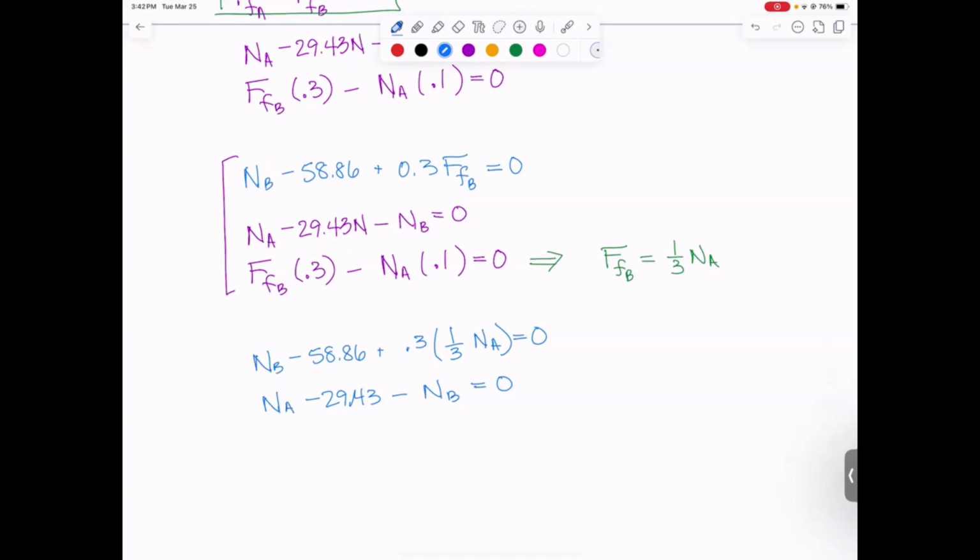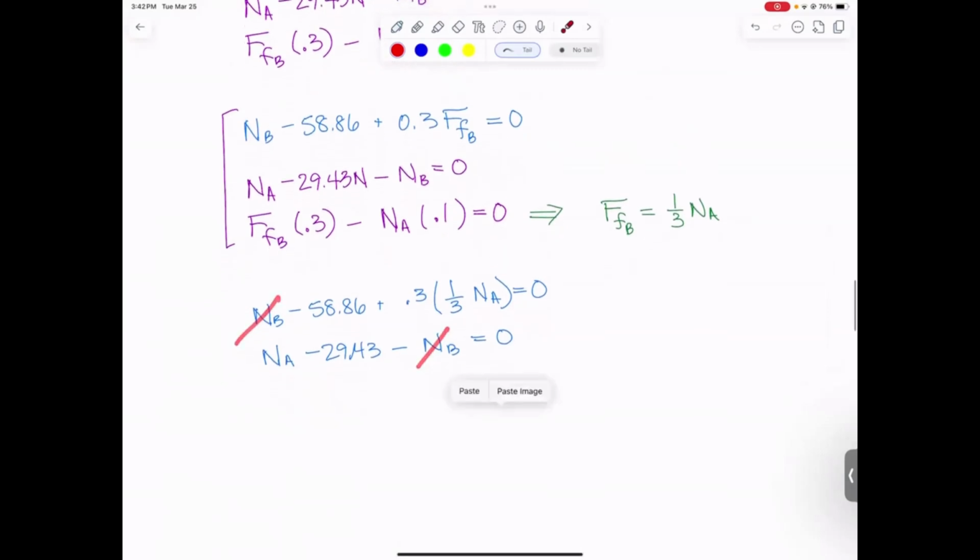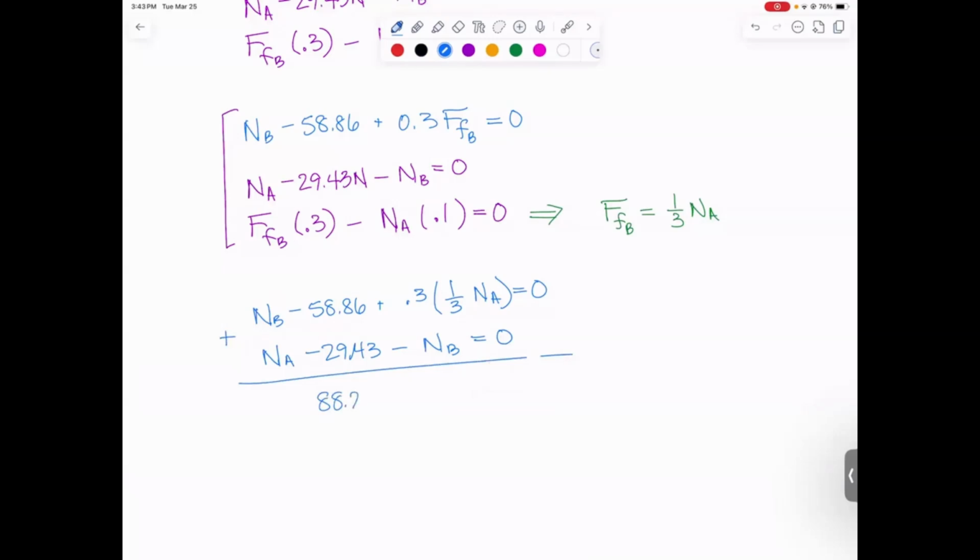If I simply sum those 2 equations up, did you notice that the NBs will cancel? So let's add those 2 equations up. We add them, and what we get is 88.29 newtons with a minus sign. And then the NBs cancel, and I end up with 1 plus 1.1 NA equals 0. Solving, we have an answer. NA comes out to be 80.26.